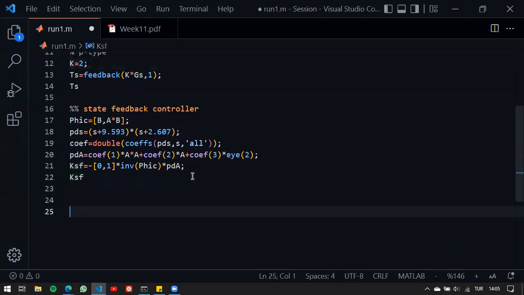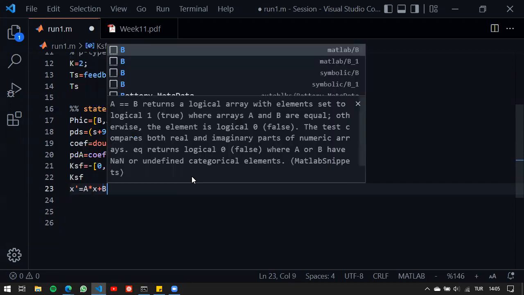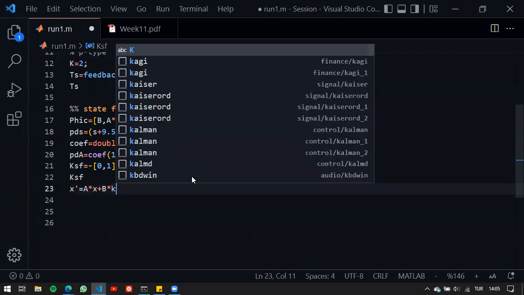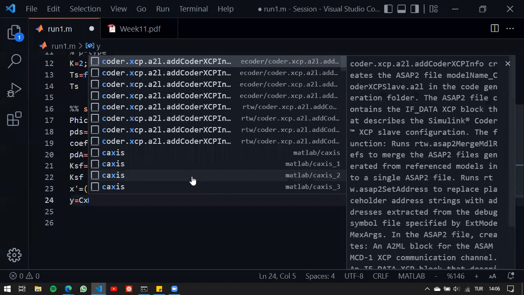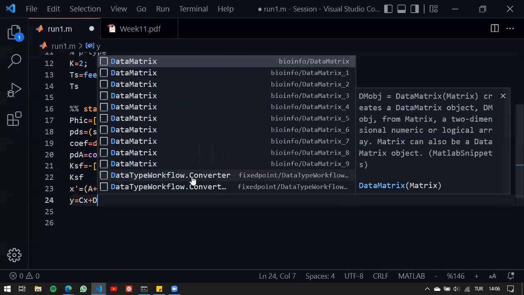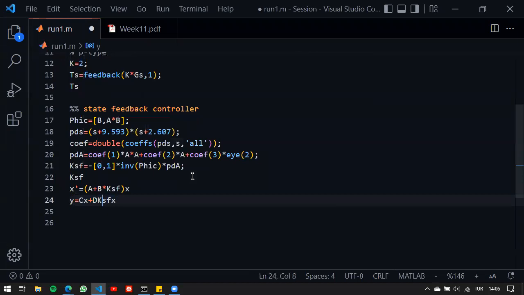So what about the closed loop? How does the closed loop look like? Let me show you the general closed loop of a state space model. Since I have Kx in this case, KSF times x, I have a common factor, therefore I'll get this here. And the same goes for y equals Cx plus Du, because u is again KSF times x. And again, I have a common factor, which means that we'll have this here.